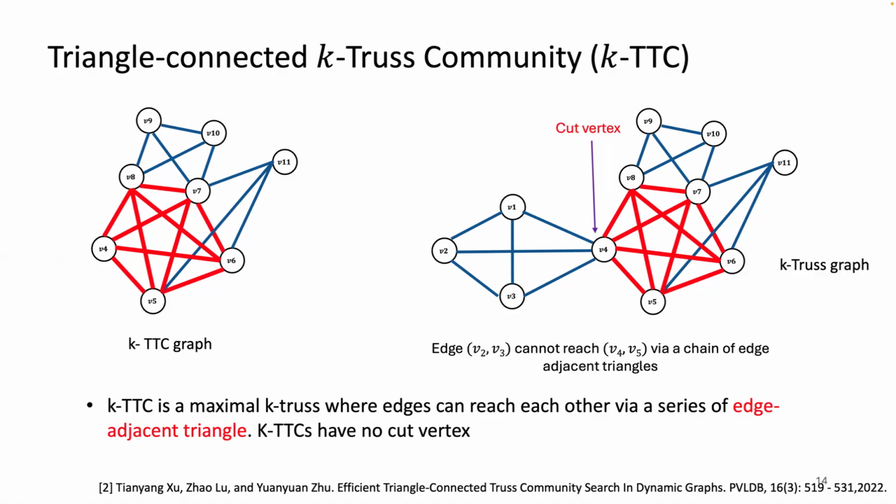But there's a problem with this graph. This graph is not a triangle connected K-truss community. Why? Because its edges cannot reach each other via a series of edge-adjacent triangles, and there exists a cut vertex here. V4, the arrow there, is the cut vertex. It is a cut vertex because when we remove that vertex, it splits the graph into two. That makes the graph vulnerable, so it makes the graph weak. So it is not a triangle connected K-truss community, whereas it is a K-truss graph. A triangle connected K-truss community is more connected than the K-truss graph ordinarily, right?